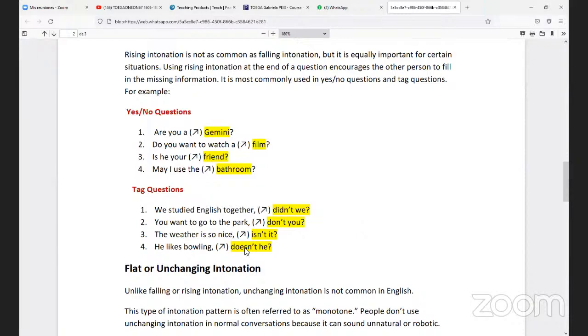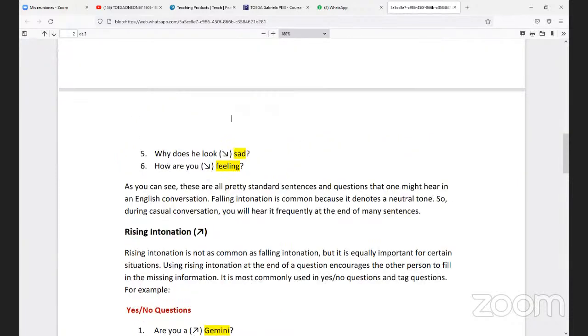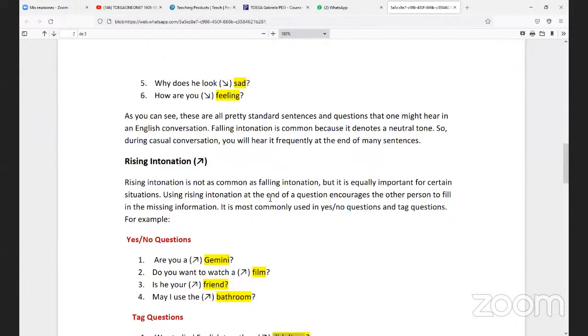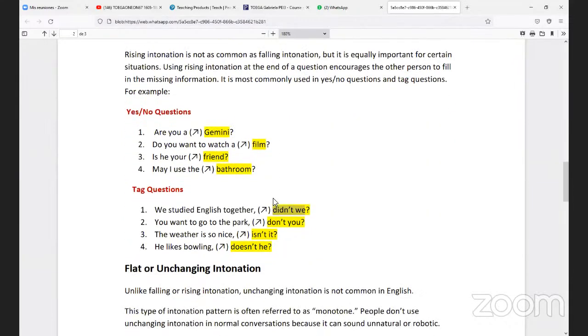Okay, perfect, excellent. So falling here, rising here, right? And it's great. So that's why you are going to see, for example, many native speakers, when they ask you something, raise their voice on the last word. So always we rise in the intonation here, and we fall here.